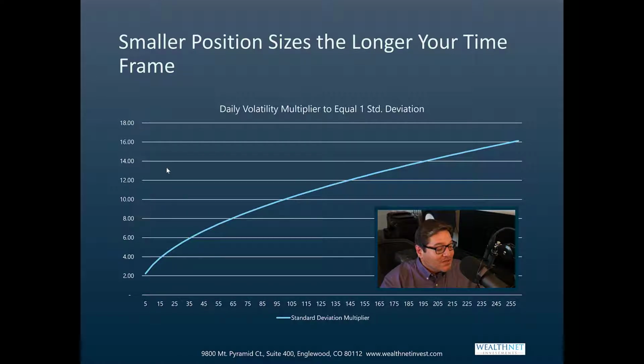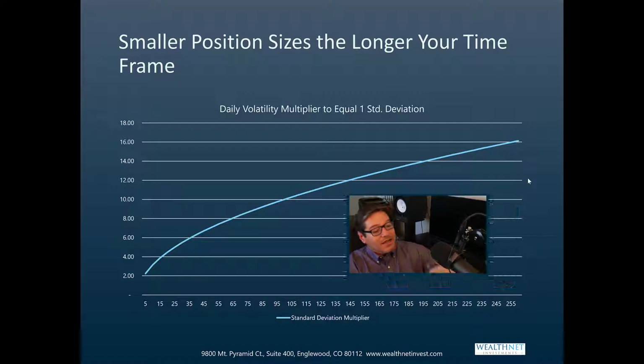What this shows is a simple standard deviation multiplier based on the number of days of your time frame. It starts off really low, and then it goes really, really high, 12 times, 16 times your daily volatility. You would need to leave it room to equal 1 standard deviation. So you really have to have a view of that. In general, how you size is proportionate to your time frame.